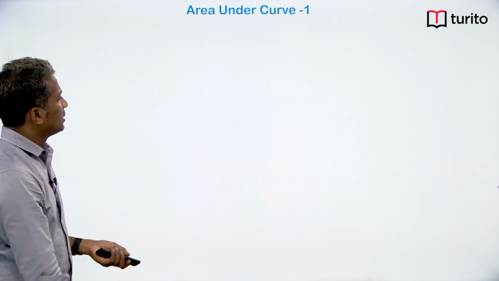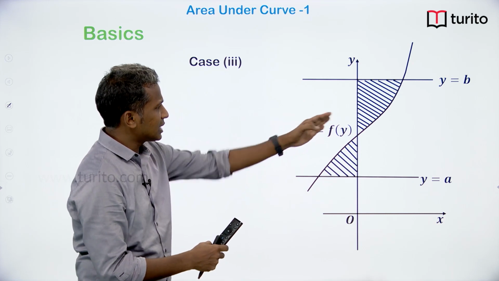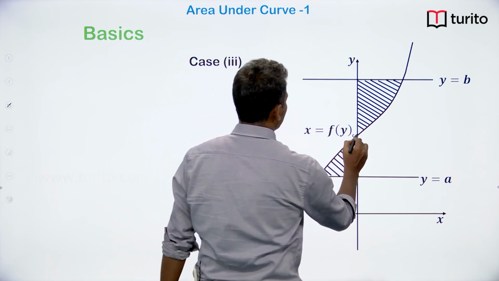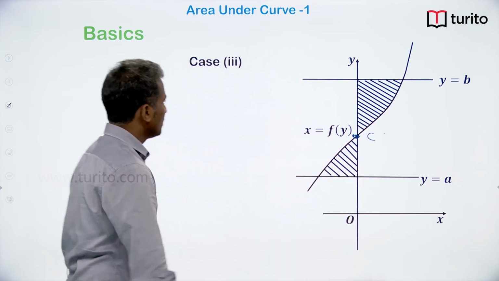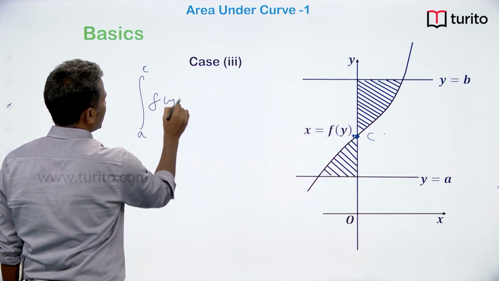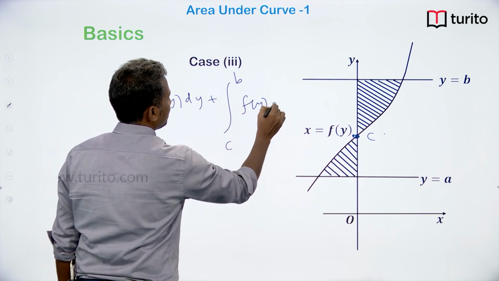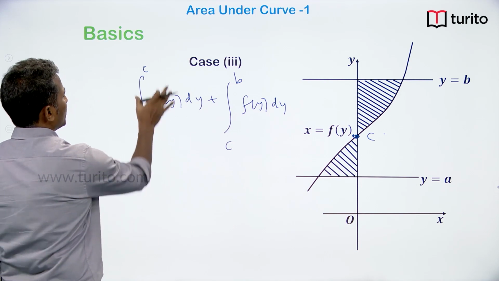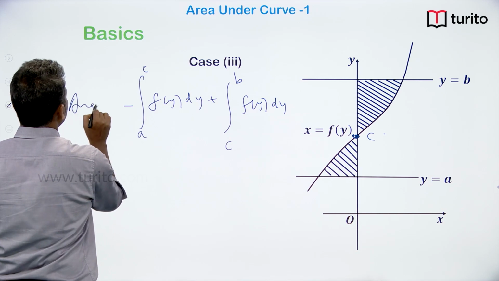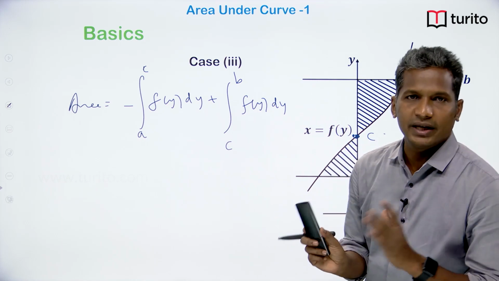This case also exists. Now, what about the case where the graph is taking different signs in different regions? Again, we have to break the integral. Suppose let us say this point is C, we have to break the integral as a to c f of y dy plus c to b f of y dy, and because this value is already negative, we have to multiply with a minus sign, only then we will get the area. Okay. So, this way we can understand the idea of area.